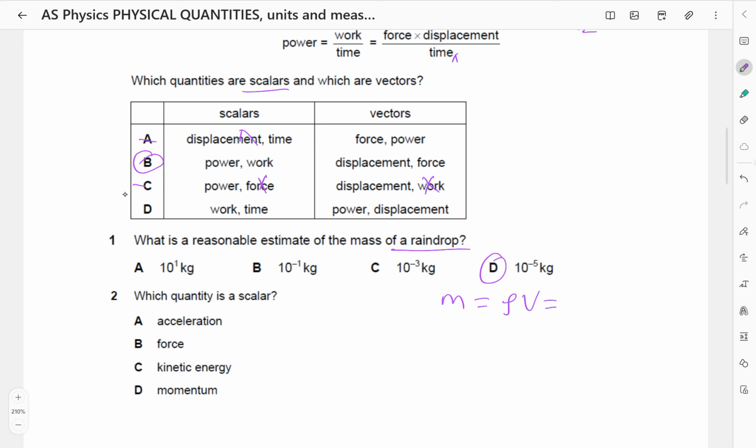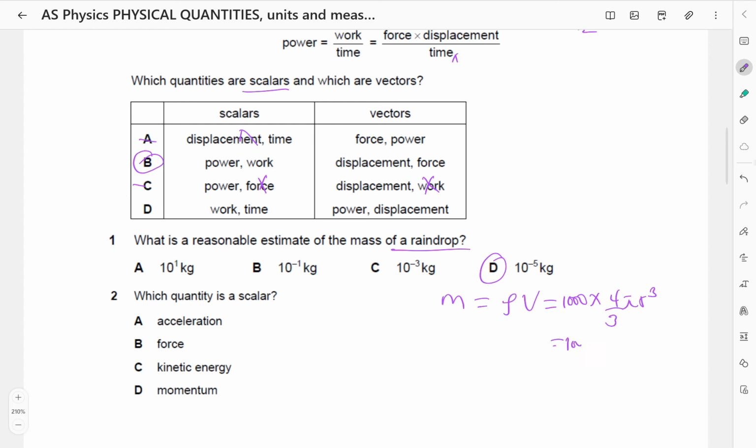If we assume that of course the density is going to be that of the water approximately, the volume is going to be 4/3 pi r cubed. If I estimate the radius of a raindrop, it is very small. It is almost less than 1 millimeter, but I will just take 1 millimeter.